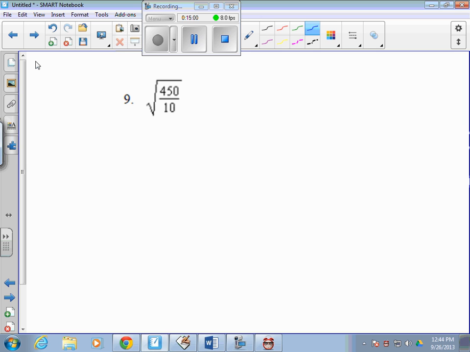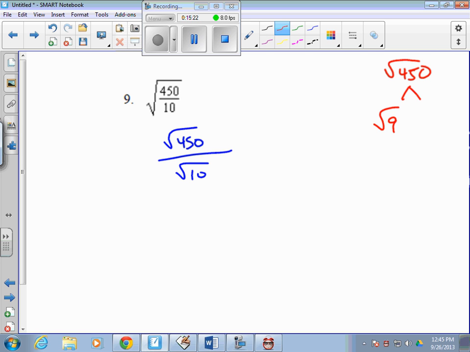Square root of 450 over the square root of 10. The first thing you do is separate the square root of 450 and the square root of 10. Then break down the square root of 450. If we do it out here to the side, we'll see it a little bit easier. We know that 9 goes into 45, so we'll start there. It goes into 45 5 times, so 9 times the square root of 50.